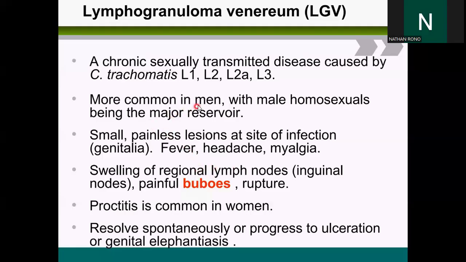Okay. More common in men, with male homosexuals being the major reservoir. Small painless lesions at the site of infection, the genitalia, and then the constitutional symptoms: fever, headache, myalgia. Proctitis is common in women. The proctitis is inflammation of the rectum. Resolves spontaneously or progresses to ulceration or genital elephantiasis. Okay. So how do you treat this? You just give doxycycline and we drain these buboes.